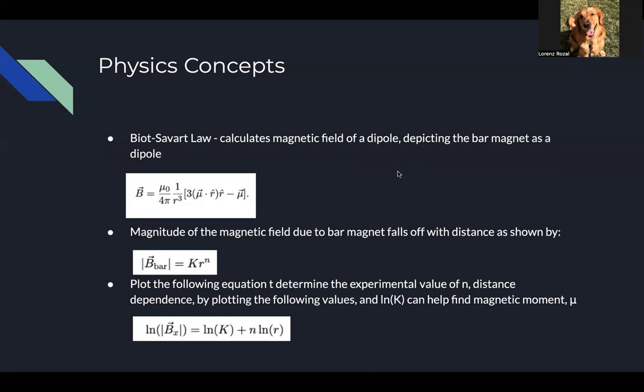The Biot-Savart law pretty much calculates the magnetic field of a dipole, depicting the bar magnet as a dipole. This equation shows that, and the magnitude of the magnetic field of a bar magnet falls with distance as shown. Then we can plot the following to determine the experimental value of n, the distance dependence, by plotting the natural log of the magnetic field versus the natural log of the distance. Eventually the natural log of k, which is the constant, can be used to help find the magnetic moment, mu.